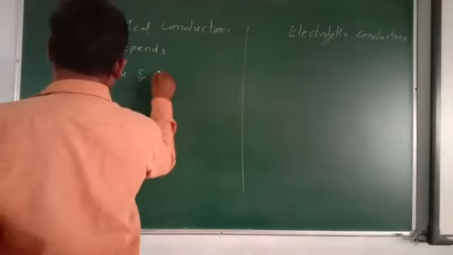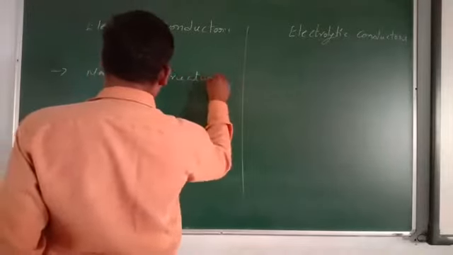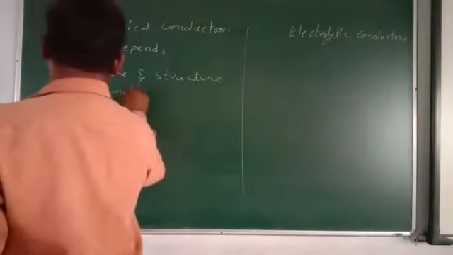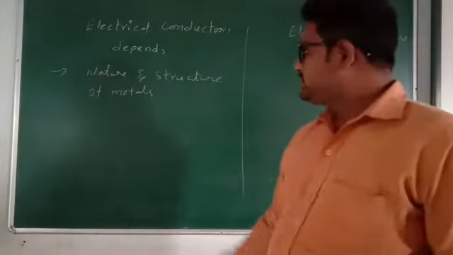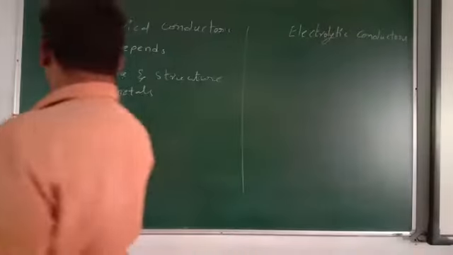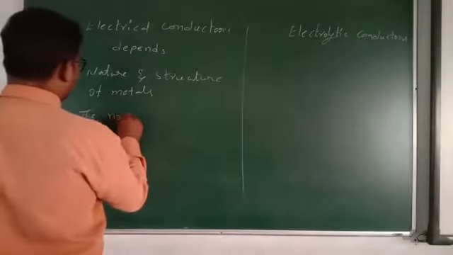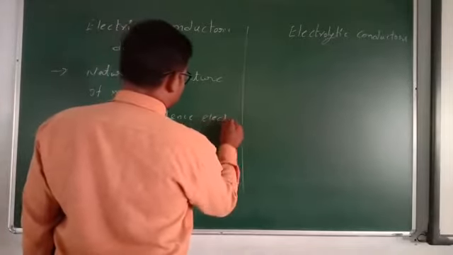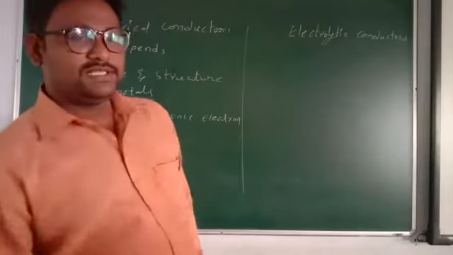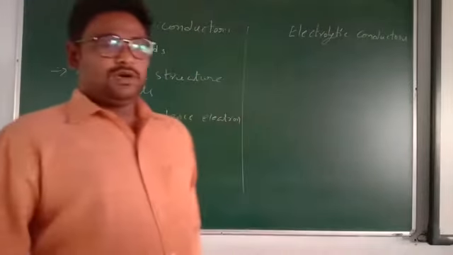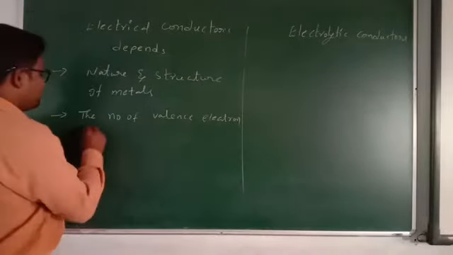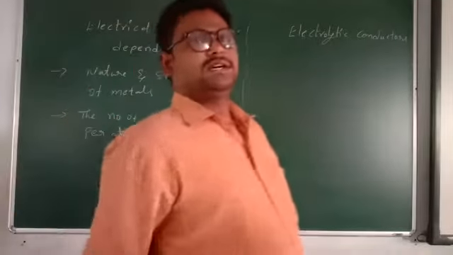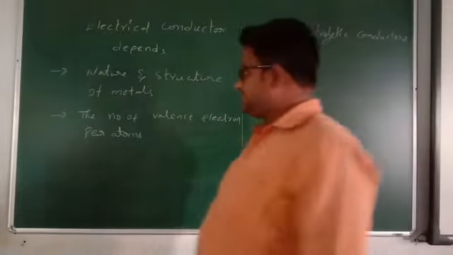Nature and structure of the metals. Okay, nature and structure of metals. And here the number of valence electrons in the metal, number of valence electrons in the metal per atom, also affects the conductivity. Next, temperature.